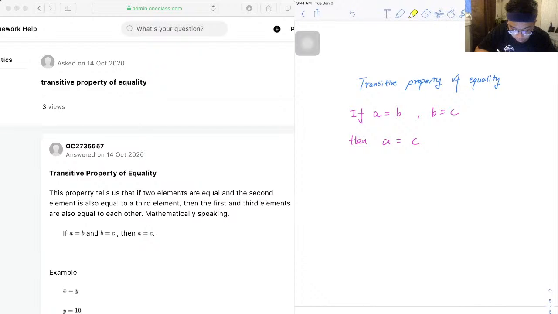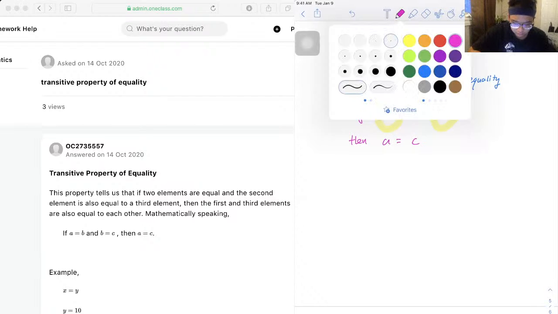So in other words, A has a relation with B and B has a relation with C. So now we can conclude that A has a relation with C as well. Since A is equal to B and B is equal to C, now we have A is equal to C.